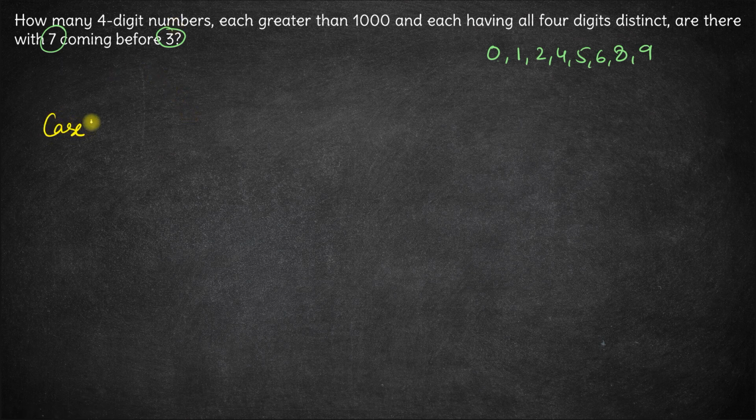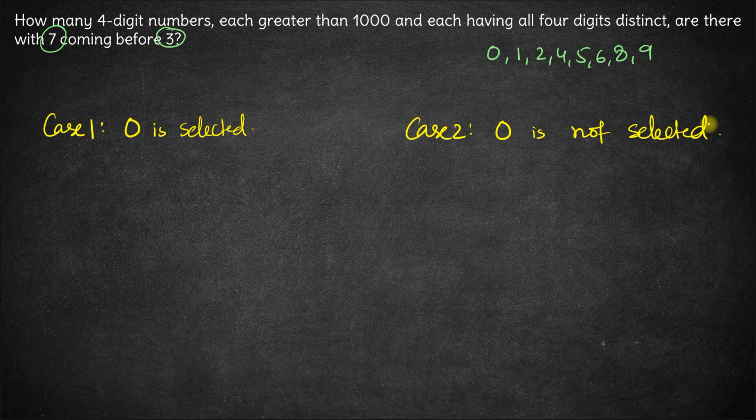So here we'll have to make 2 cases. Case 1, when 0 is selected out of these digits, we'll have to make a case for that. Why 0? Because if 0 comes at the leftmost digit, then the number will not be a 4-digit number, right? So that's why we are considering 0 separately. And then you have case 2, when 0 is not selected.